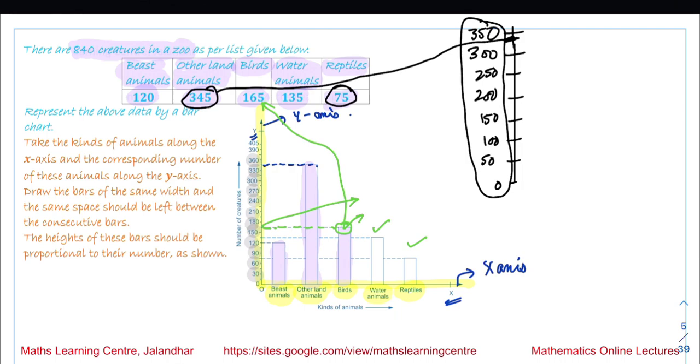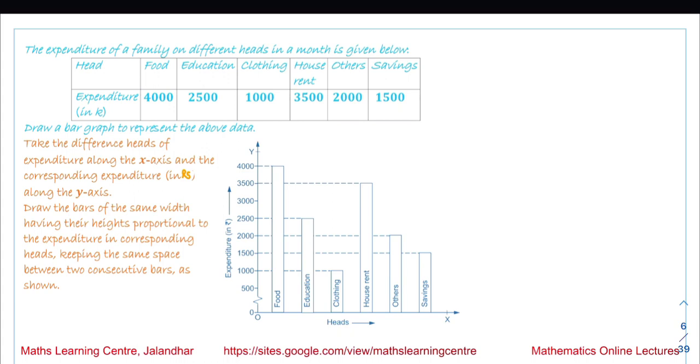Now in this next question, the expenditure of a family on different heads in a month is given below. The different heads given are food, education, clothing, house rent, other expenditures, and savings. The values are given in thousands; here K means thousands. These values are given to us. Now we have to draw the bar graph to represent the data.